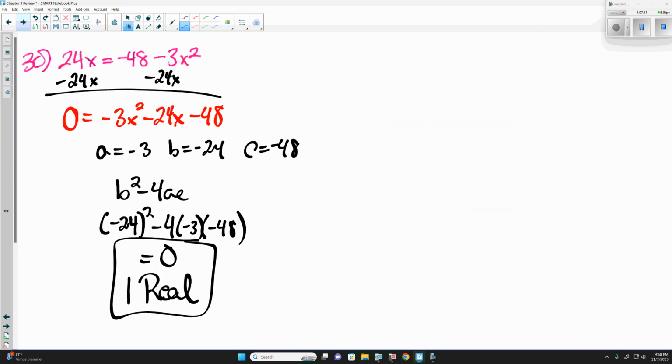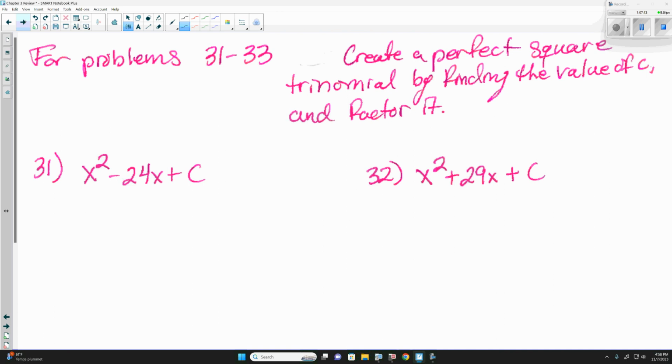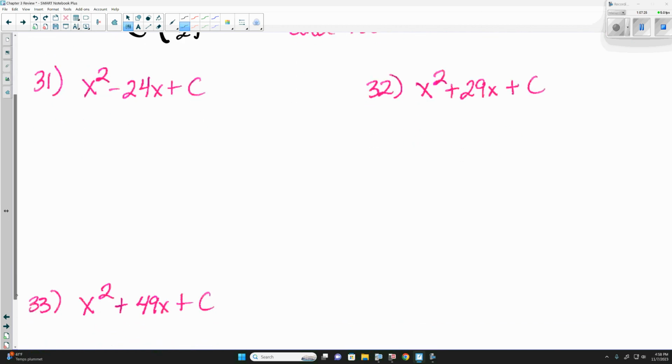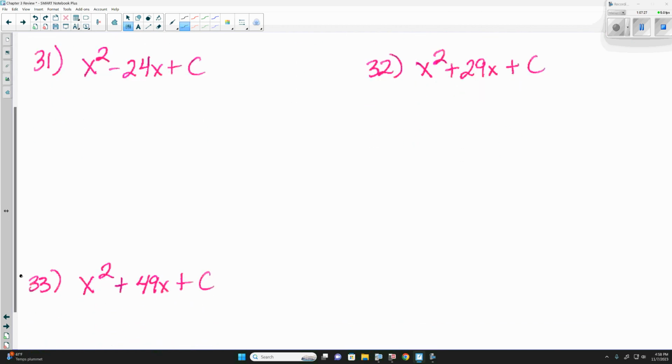Luckily, we've done 28 through 30. 31 through 33, create a perfect square trinomial by finding the value of c and factor it. So the first thing we need to do for all these here is find the value of c. Well, c is our b over 2 squared. So for 31, first thing we need to do is find the value of c, b over 2 squared.